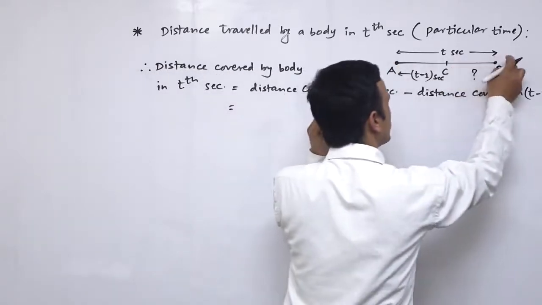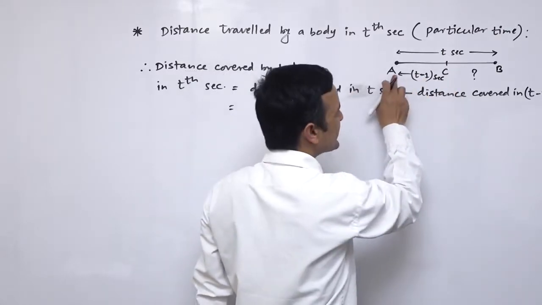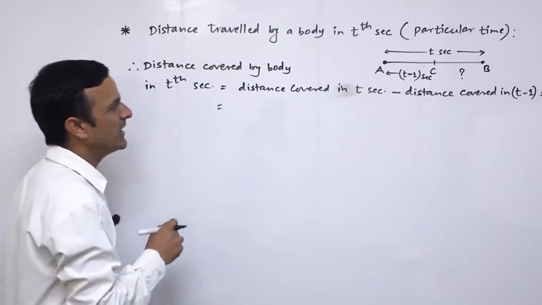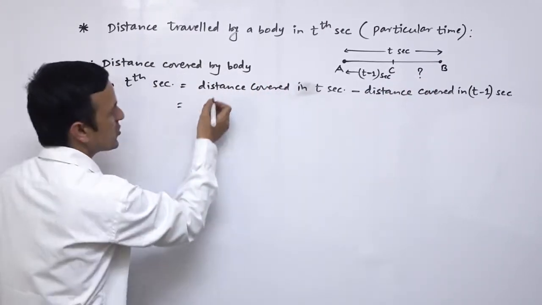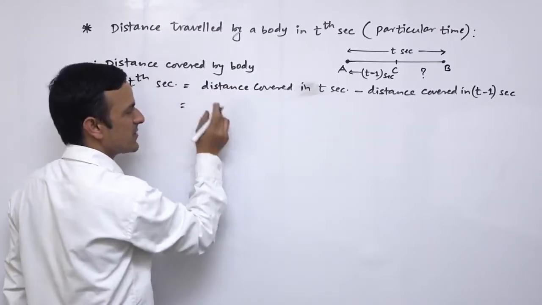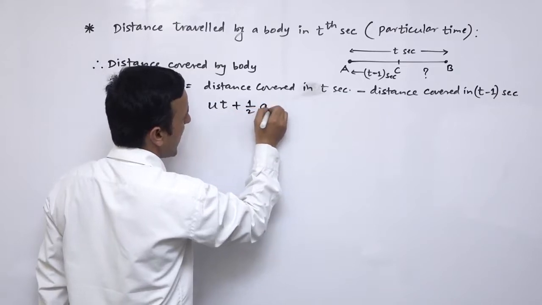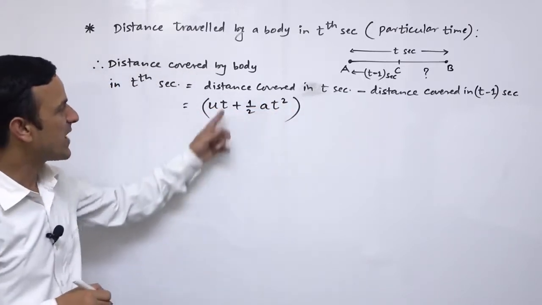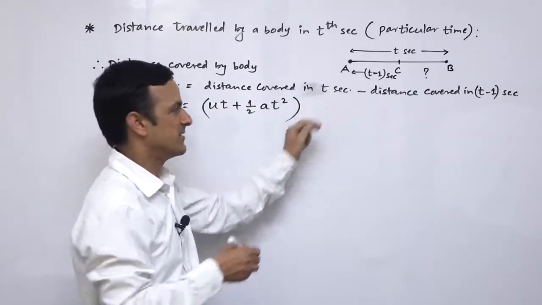A dekhi B sammako distance covered garna jati time lagcha, to time bata distance covered in t minus 1 second lagne samaya lai minus garyo bhane to particular 1 second ko lagi distance covered auncha. So distance covered in t second means it is the formula of S. So it will be ut plus half at square. This is a formula to find the distance covered by any particle for t second.